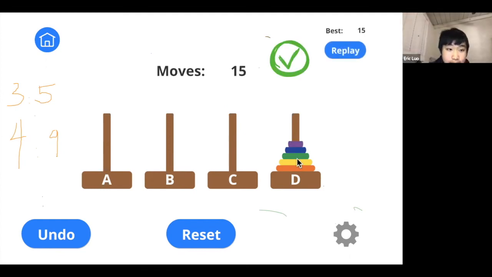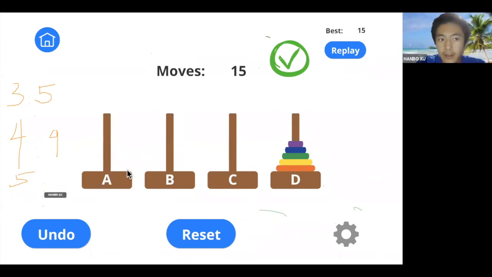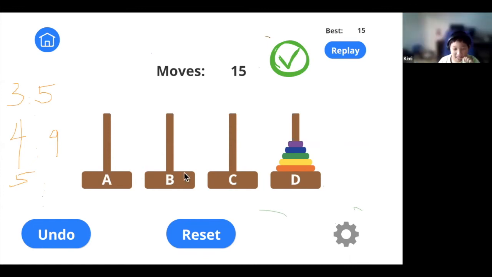So, do you guys want to try the next case with 6 rings, or do you want to do a slightly different activity with a different set of pegs? Can we do more pegs? All right, sure. Then why don't we give a try at 5 pegs?